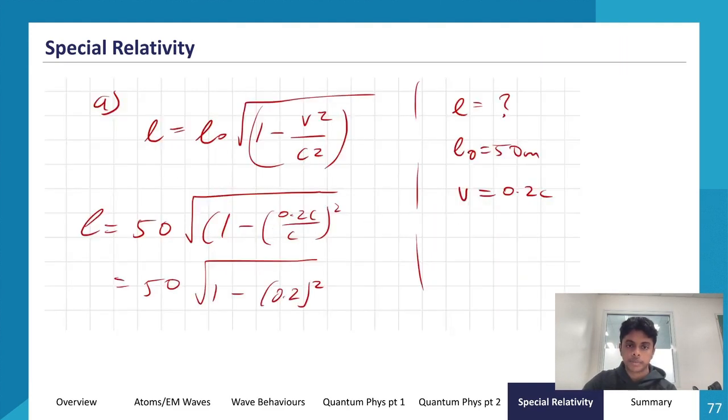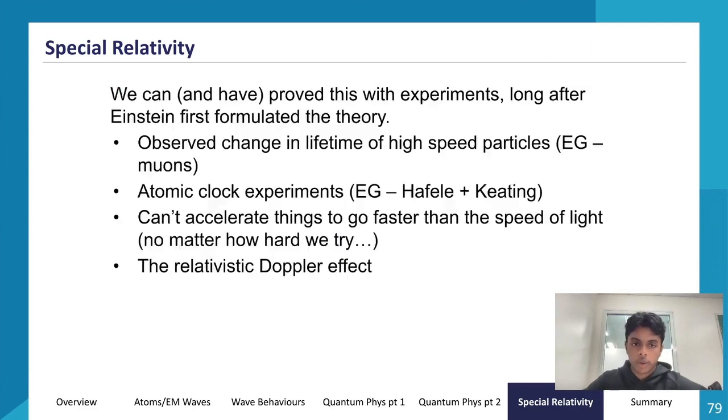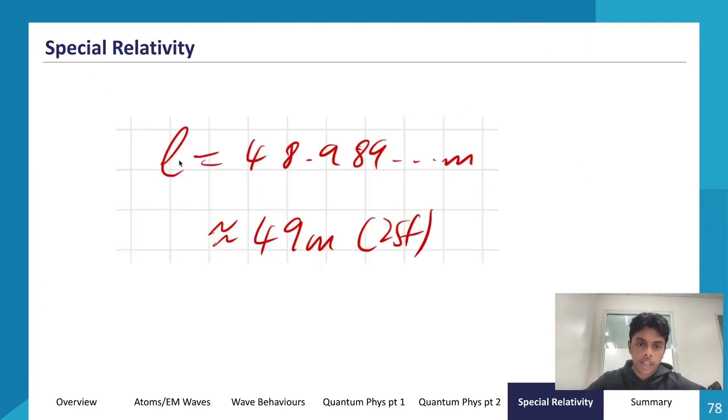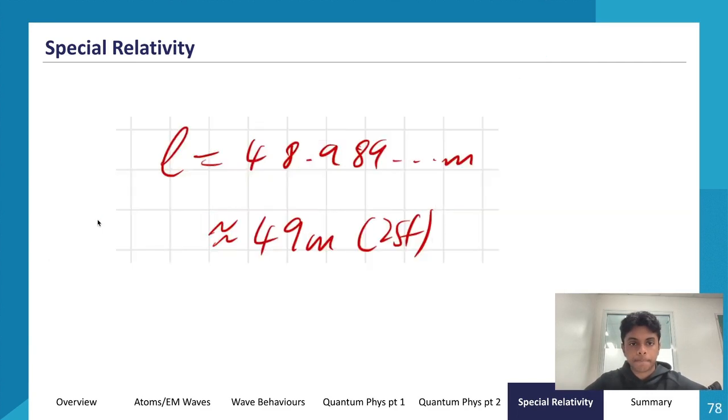So for someone on the craft, they're not moving with respect to the craft, right? If I'm in the craft and I take a tape measure and measure the entire thing, I'm not going to find that it's shrunk by 1 meter. I'm not moving with respect to the spacecraft because I'm in the spacecraft. So I would measure it as 50 meters. Someone back on Earth would measure it as 49 meters. Someone on the craft would measure it as 50 meters. So that's how relativistic length contraction works.